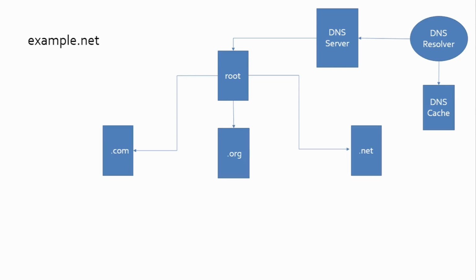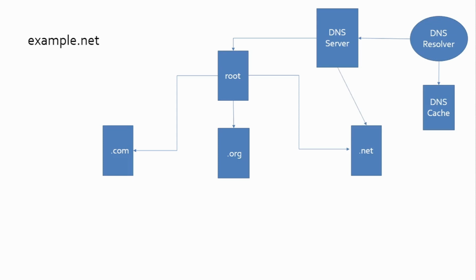Then the root DNS will look in its record of top-level domains. For example, here we have the .com for commercial organizations. We have .org for the non-commercial organizations like charities. .net for network-related or general-purpose organizations. There are also more, like the .gov for government institutes and other things. But in our example, it's .net. So the root server will send back to the original name server the IP address of the .net name server.